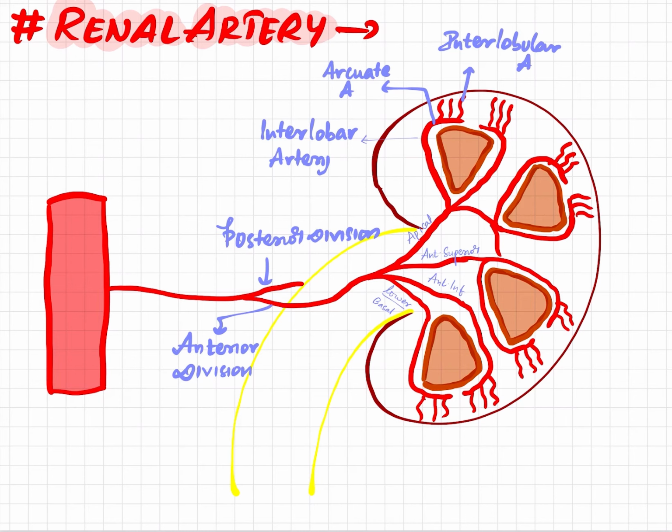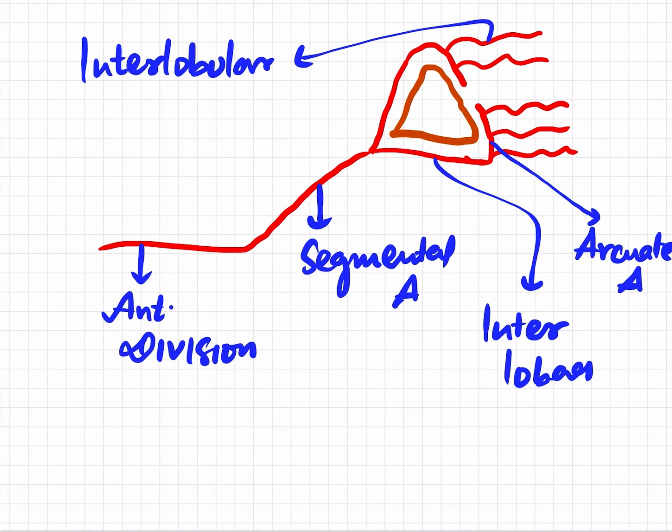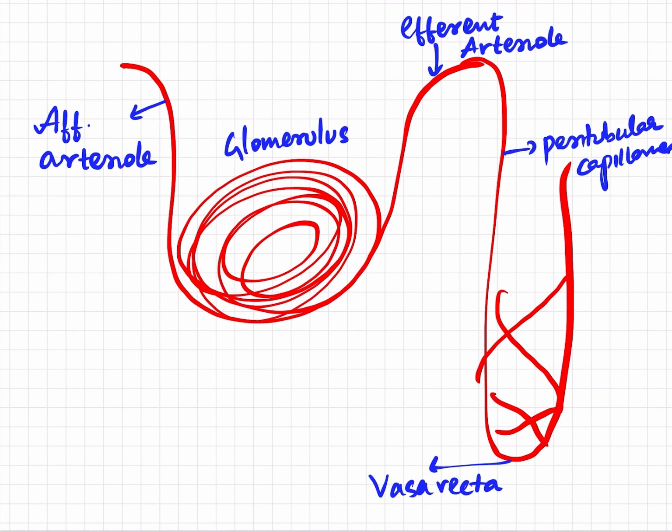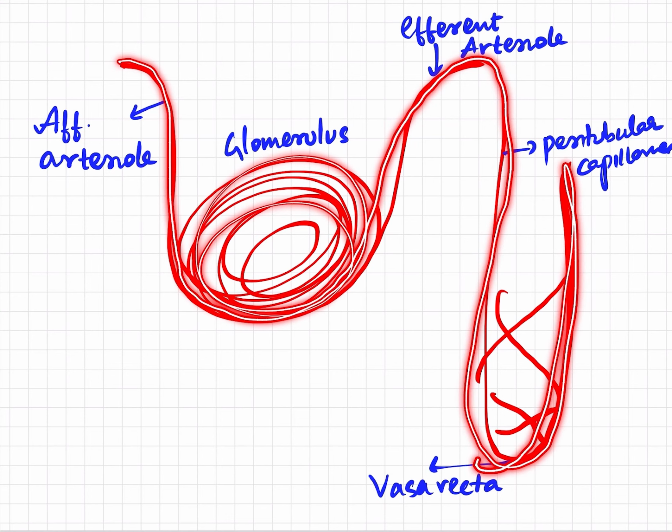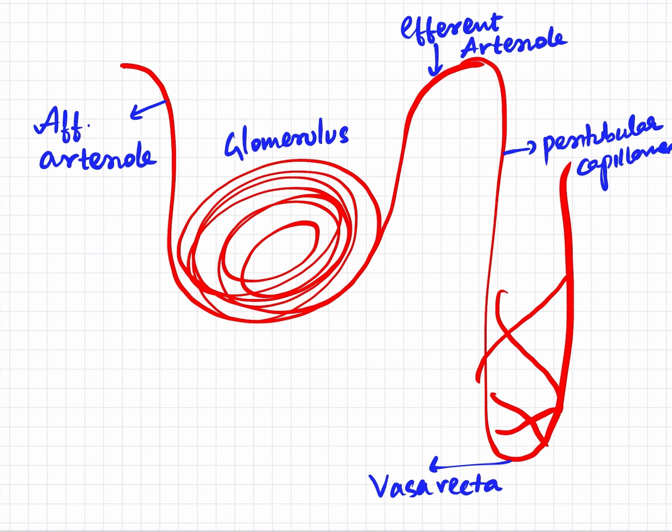After the interlobular artery also, there is some further division. So this is the anterior division: segmental artery, interlobar, arcuate, interlobular. Okay, after interlobular, it becomes the afferent arteriole, glomerulus, efferent arteriole, peritubular capillaries, and finally forms the vasa recta. Okay, this is the complete division of the renal artery.